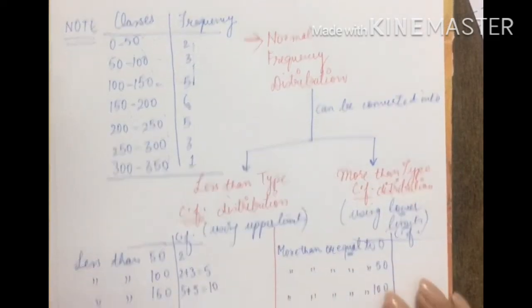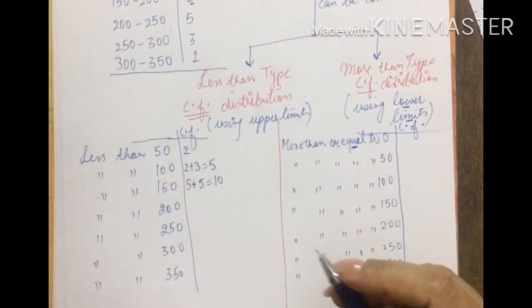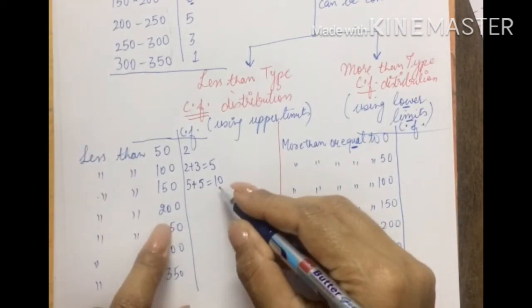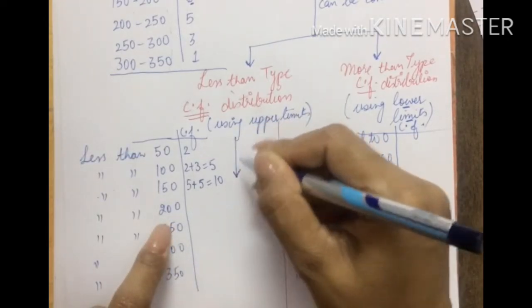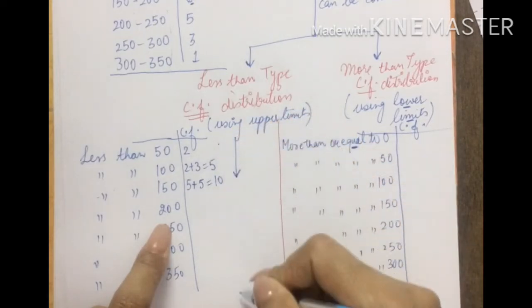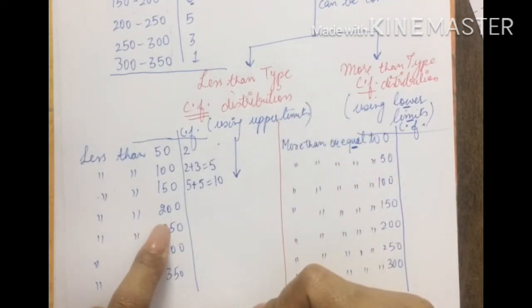So this is what we are going to do here. Keep on adding your frequencies and obtain the cumulative frequencies. So we are adding downwards. We start from here and we keep on adding and reach the end.